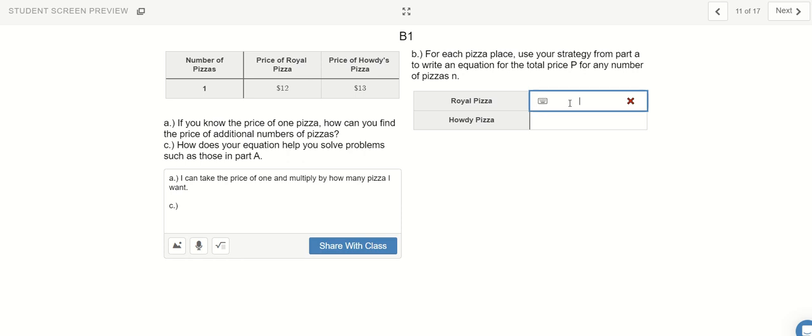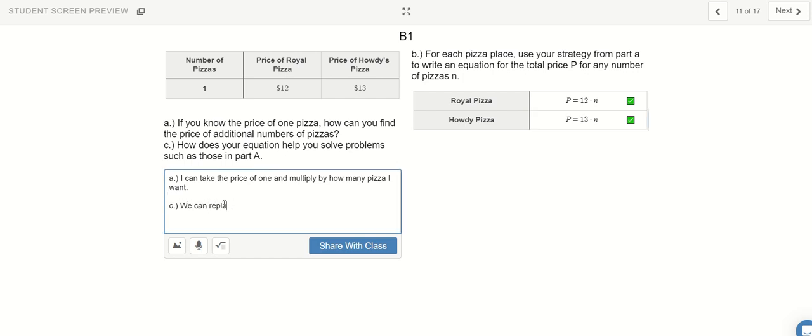So let's write 2 equations. All right, and again, I know that for one Royal pizza, it's going to cost $12 times N pizzas. And for Howdy's, we know one pizza is 13, so for every pizza, 13 times how many pizzas we want. So how does the equation help us solve problems like in part A?